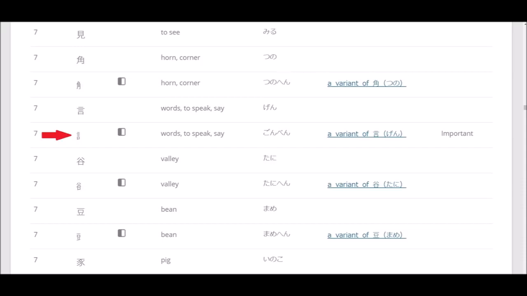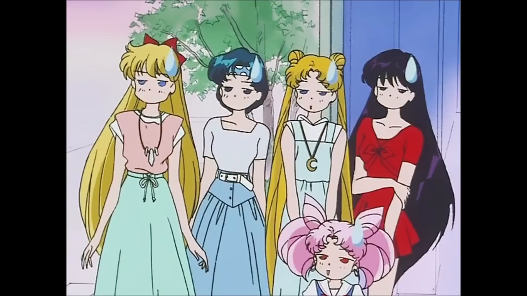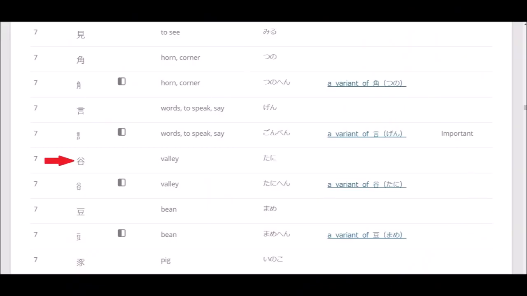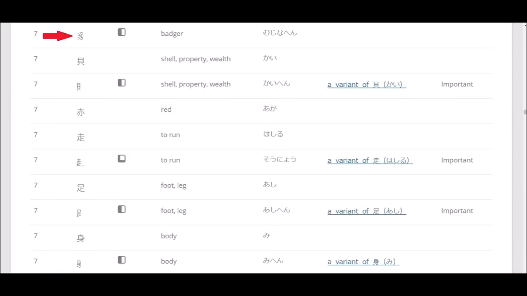This is one of the first radical examples I brought up at the beginning of this video, which happened 2 years ago. I know this video is getting really super long. Tani, valley. Tani hen, valley, to the left. Mame, bean, and then mame hen, which is bean to the left. Inoko, pig. Mujina hen, badger. Kai, shell, property, or wealth. And then kai hen, shell, property, or wealth, if it's a radical on the left.